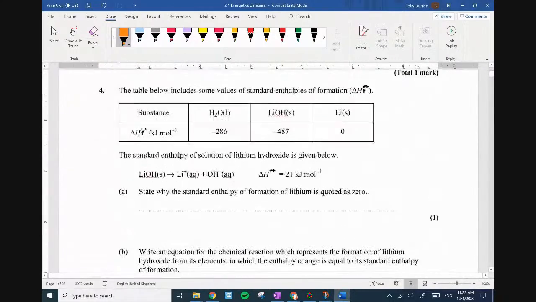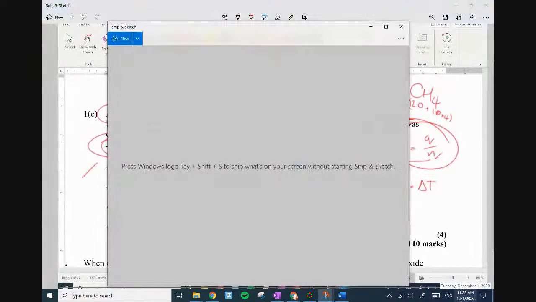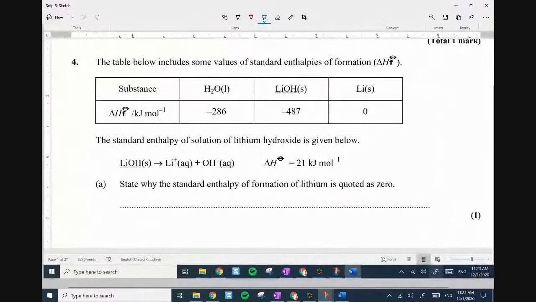So this one's dropping us into a cycle. Oh, nice to mention. State why the standard enthalpy of formation of lithium is 0. Yeah, the reason being is the definition of enthalpy of formation is the heat energy change when 1 mole of a compound is formed from its constituent elements. It's not a compound by definition. Isn't that a nightmare? It's an element. The answer to that question there are 2.